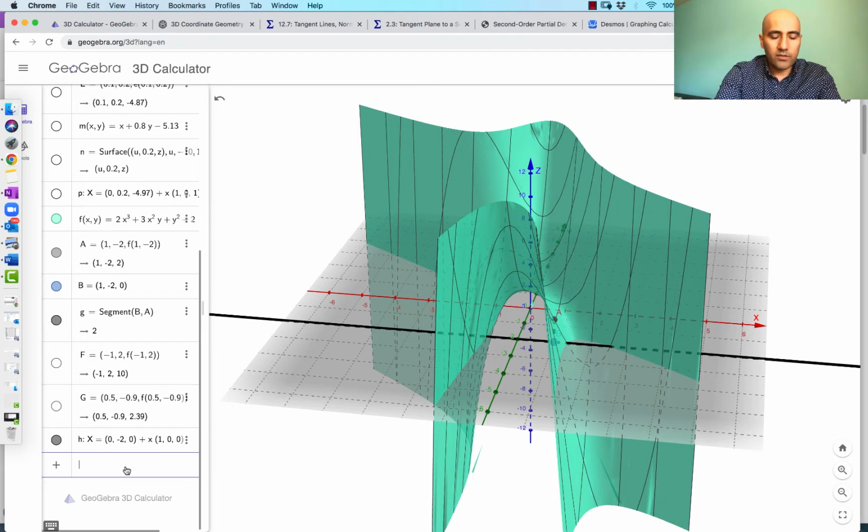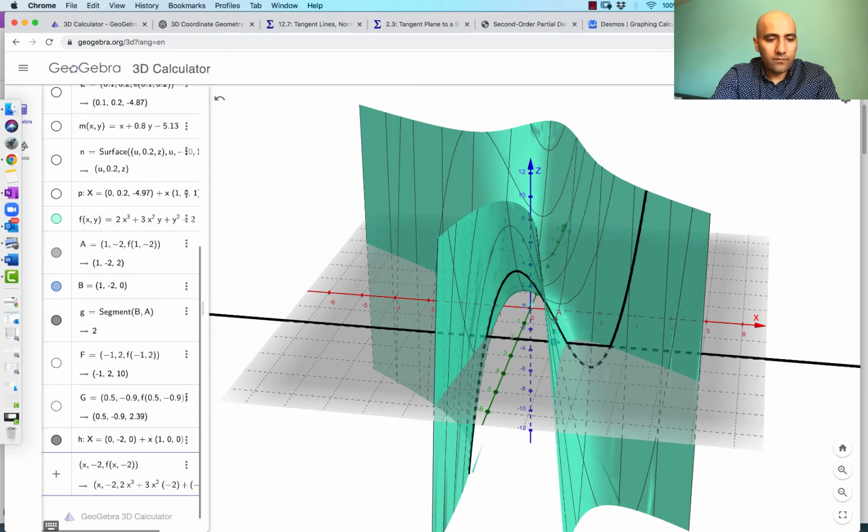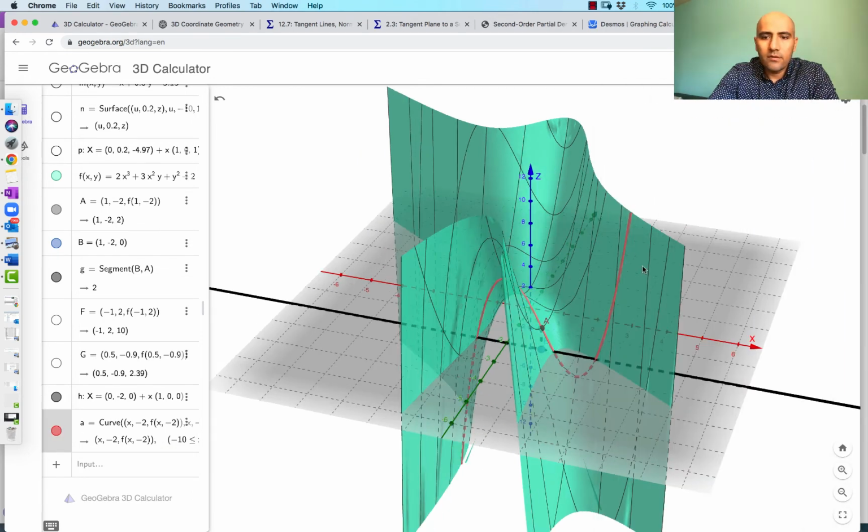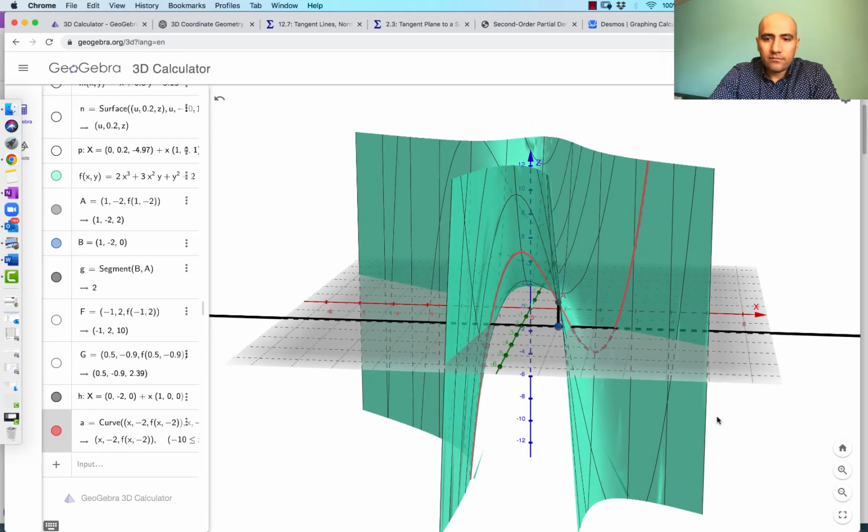Now let's see. Now we want to hold x, no, x could be anything. Y must be equal to -2. But now we want to graph the points f of x, comma, -2. And let's change the color of that one. Red. Good. And so now it matches the red from the x-axis. Good. Okay, so let's scoot this around.